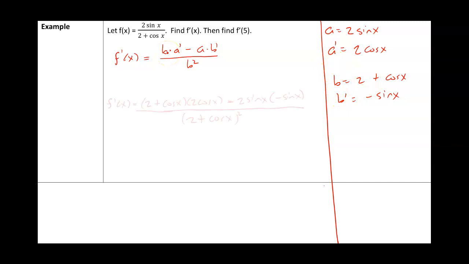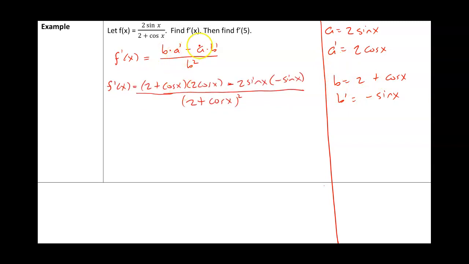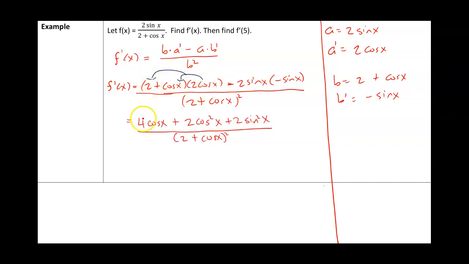So b is going to be 2 plus cos x times my a prime, which is 2 cos x, minus a, which is 2 sine of x, times my b prime, which is negative sine of x. And then we're going to divide that by b squared, which is 2 plus cosine of x squared. If I simplify that by distributing, I get 2 cos x times 2, which is 4 cos x. 2 cos x times cos x, that's a 2 cosine squared of x. And then you have negative times a negative is positive 2, and sine times sine is sine squared of x.